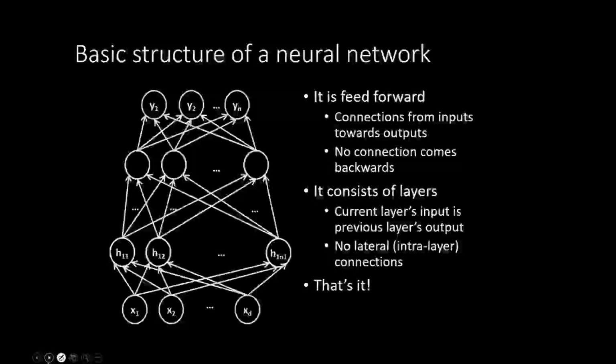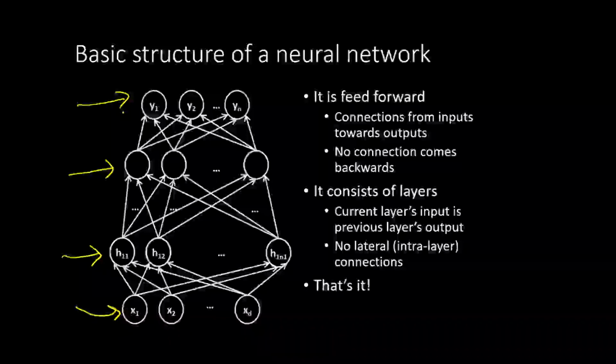But the basic structure of the neural network is the following: you will have a set of inputs. Inputs will be passed on to the next layer. They will not come back. They will not pass information to each other. They will just pass information to the next layer. That next layer will pass information to the next layer, and that will pass information to the final layer that will compute the output.